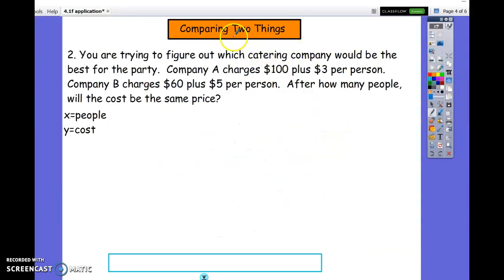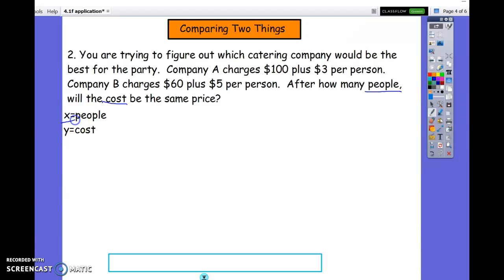Let's look at a problem where we're comparing two things. When you compare two things, we need an equation for each thing. So we're trying to figure out which catering company would be the best for the party. So company A charges $100 plus $3 per person. Company B charges $60 plus $5 per person. And we want to figure out after how many people will the cost be the same price.